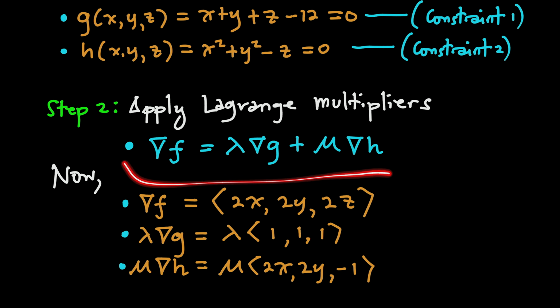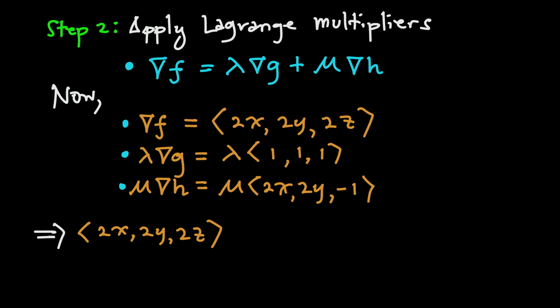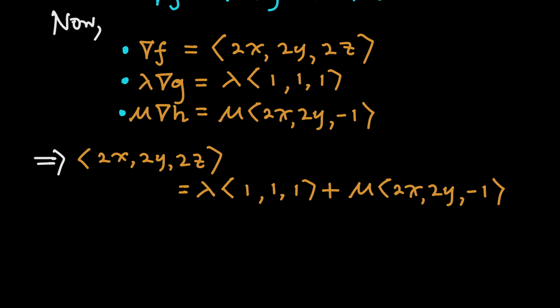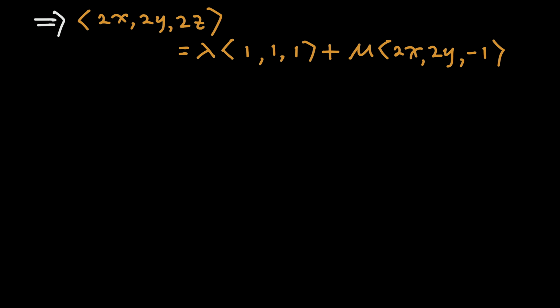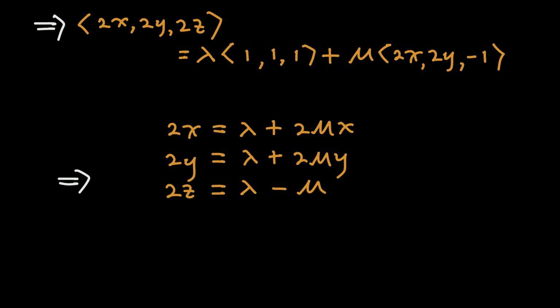Now, we make use of this equality to extract the system of equations. So what we have here is the gradient of f, then lambda times the gradient of g, and then mu times the gradient of h. So simplifying this one further gives us the following system of equations. For the first component, you have 2x, which is equal to lambda, and then you have 2x times mu. This one, for the second component and third component, we have the following system.